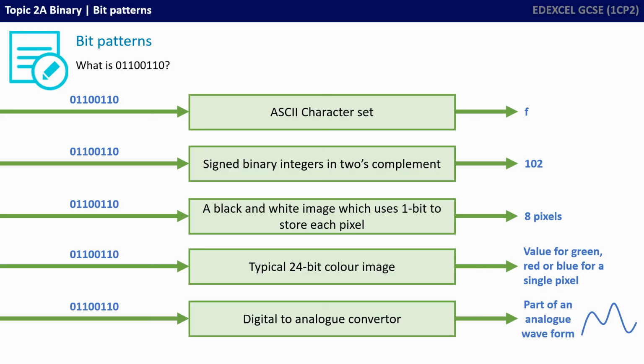And if this was passed through a digital to analog converter, then this pattern of bits would represent part of an analog waveform that was coming out of a speaker. The point here is that there is no way of knowing what a particular pattern of bits actually represents until you know how to interpret that data.